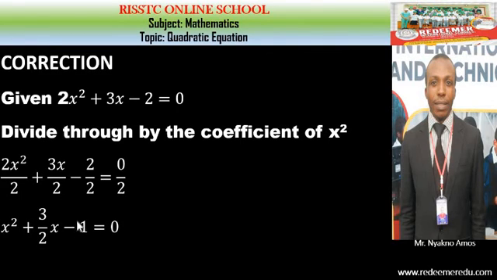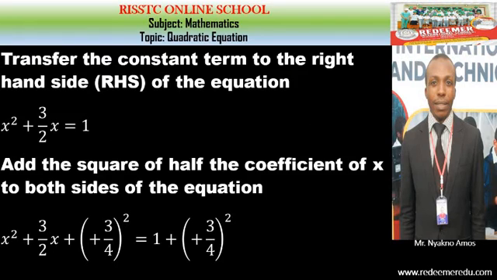When you transfer this minus 1 across the equality sign, the sign here will change from negative to positive. Let's transfer it together. When you transfer, you are now having what? x squared plus 3 all over 2x is equal to 1. The next step: add the square of half the coefficient of x to both sides of the equation.